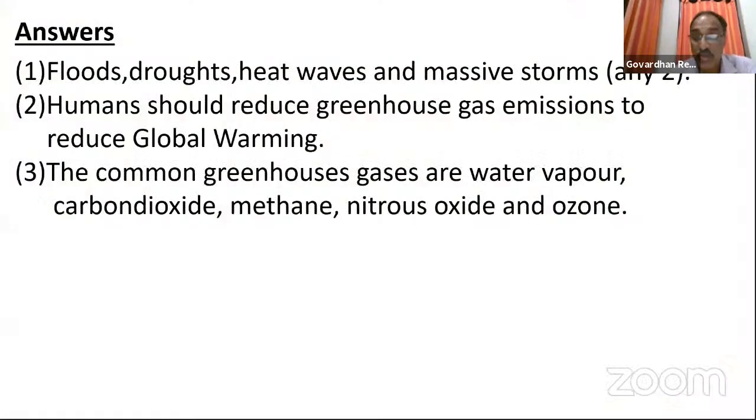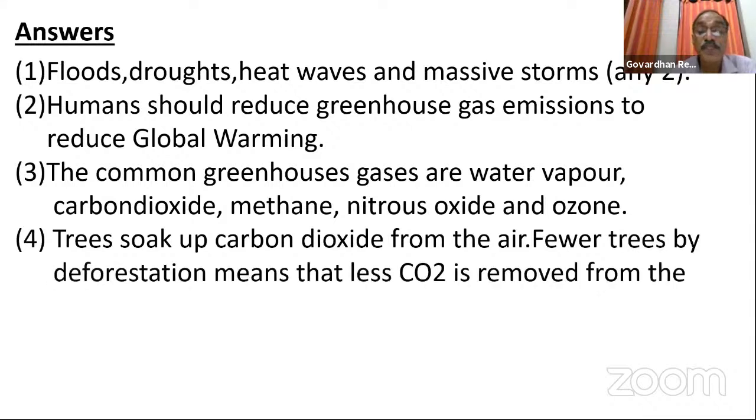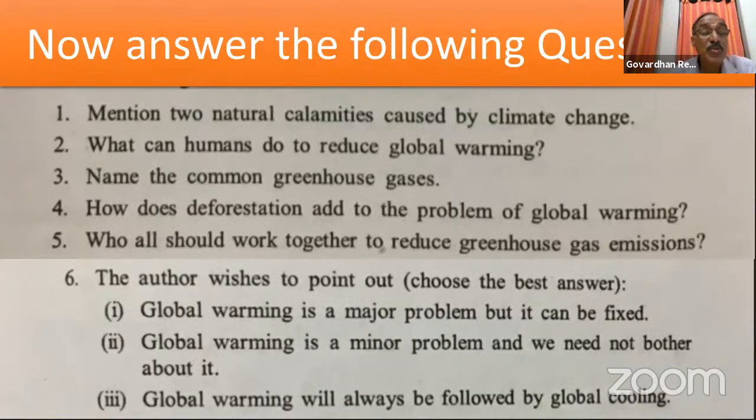Now coming to the next question. Trees soak up carbon dioxide from the air. Fewer trees by the deforestation means less CO2 is removed from the atmosphere. If you are able to understand the passage, you can write it in your own words also. Next, coming to the next question.